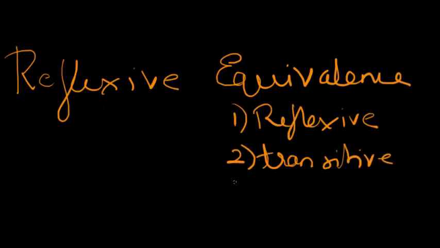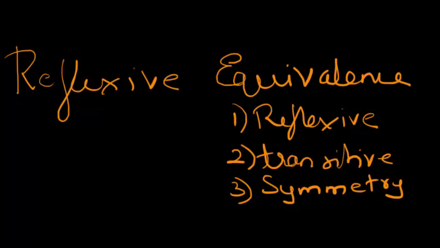Hi, welcome back. In the last video, we understood what is a reflexive relation, correct? We also gave an introduction to what is an equivalence relation. We defined an equivalence relation as a relation which satisfies all three conditions: reflexive, transitive, and symmetric. That's what we learned. Today, we're going to understand what is a transitive and a symmetric relation with an example.